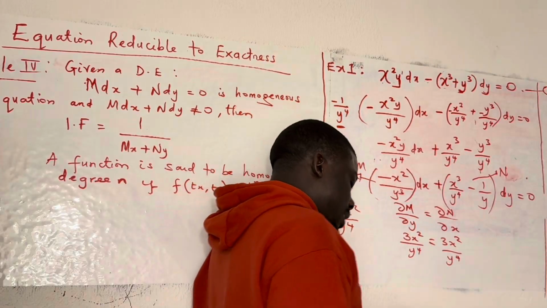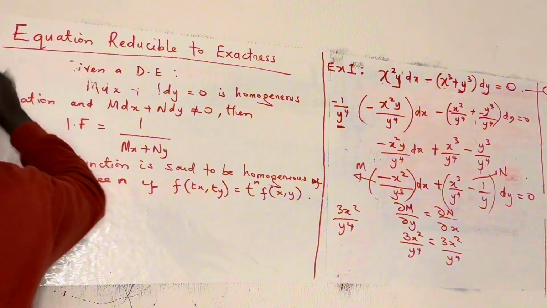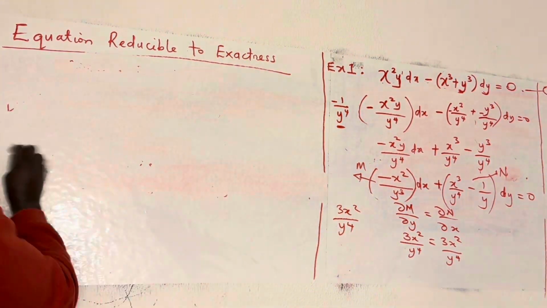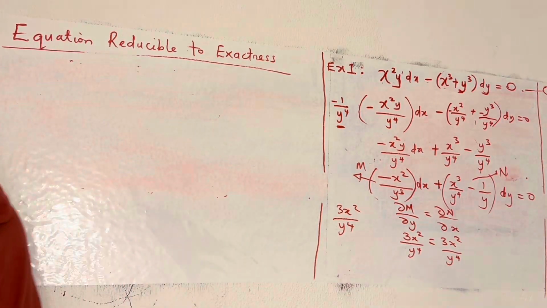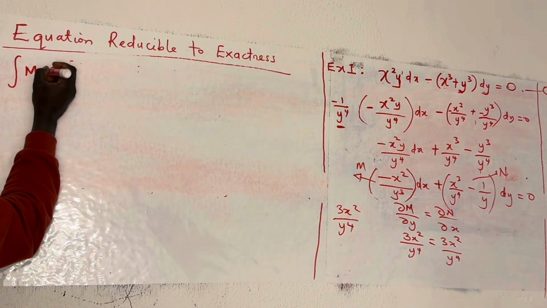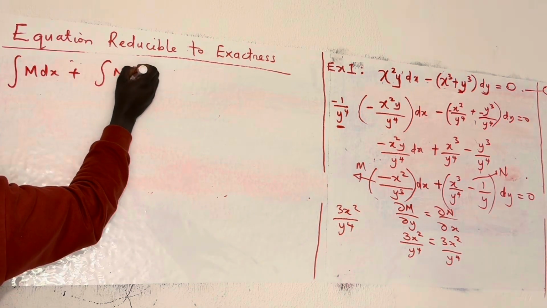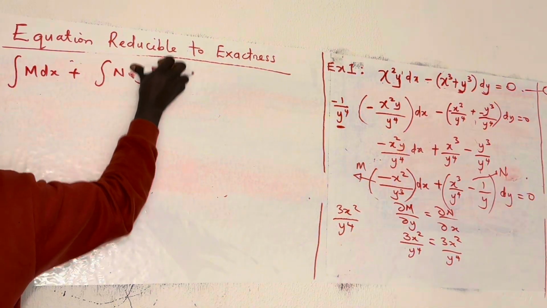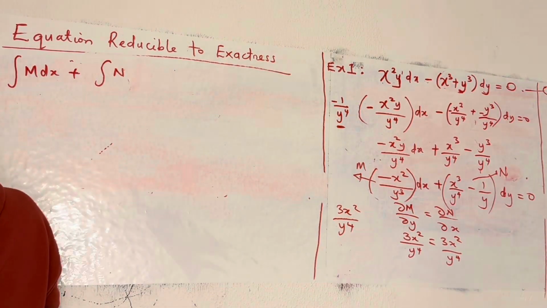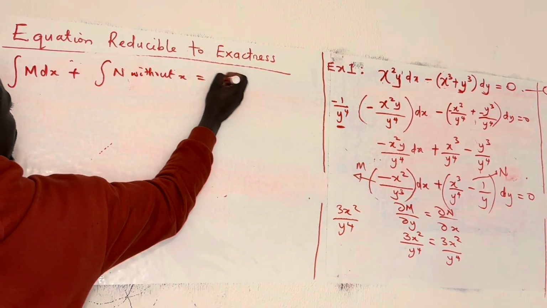And when our differential equation is exact, we know our final answer. Our final answer then will be the integral of M dx plus the integral of N dy, N without x. I always write it in a way that you understand. N without x, all equal to a constant.